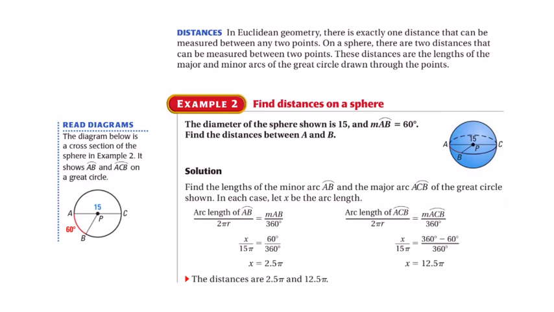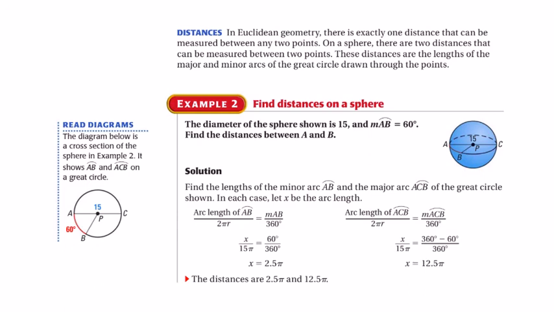Distances. In Euclidean geometry, there is exactly one distance that can be measured between any 2 points. So between point A and point B, I have a straight segment and there's only one distance. If I were to take a way around, that's not what qualifies as a distance. So on a sphere, there are two distances that can be measured between 2 points. Keep in mind we are working on the surface of a sphere. These distances are the lengths of the major and minor arcs of a great circle drawn through those points.